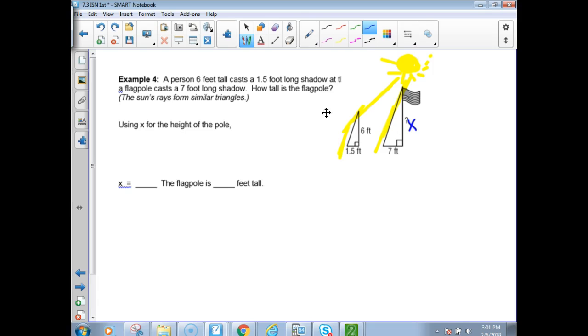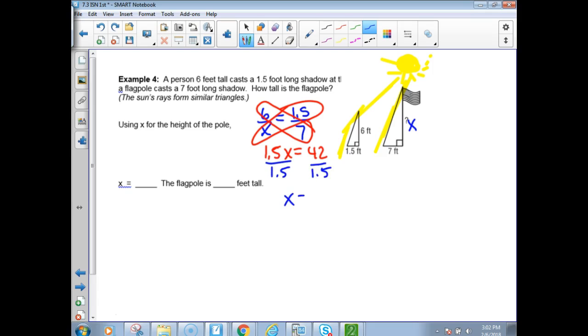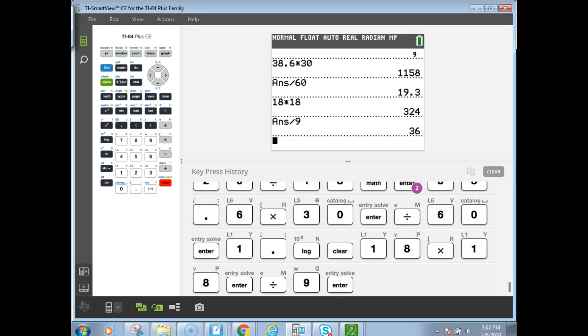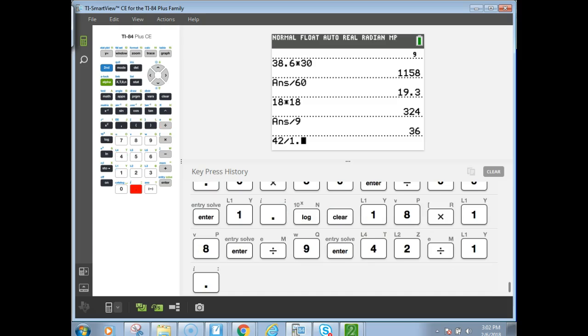So I might as well just do 6 over x equals, I did height to height, now I'm going to do shadow to shadow. I need to start back with that first figure. Since the 6 came off the first triangle, I need to put 1.5 feet on top, 7 on the bottom. Cross products are equal, so I do 1.5 times x equals 6 times 7, which is 42. I grab my calculator and I divide 42 by 1.5, or I divide on both sides by 1.5. And that should come out to 28, I think.